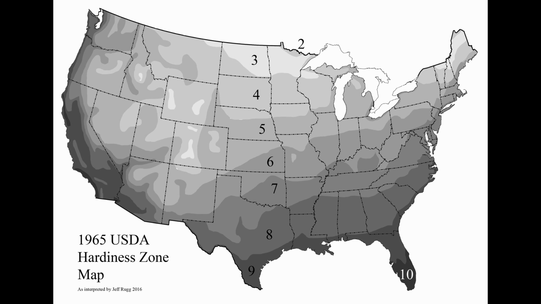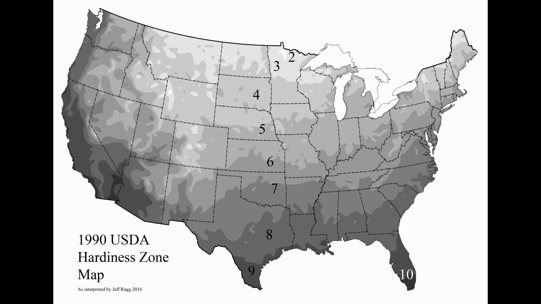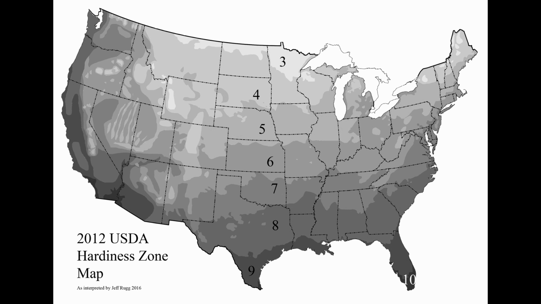Or look at Zones 6 and 7 in Illinois. In 1965, Zone 6 reaches the middle of the state, and Zone 7 is in southern Illinois. In 1990, Zone 6 is in the southern third, and Zone 7 is not in the state, while Zone 4 in the north is touching Illinois. In 2012, Zone 6 is back to the middle, Zone 7 is coming up from the south, and Zone 4 has retreated back into Wisconsin.